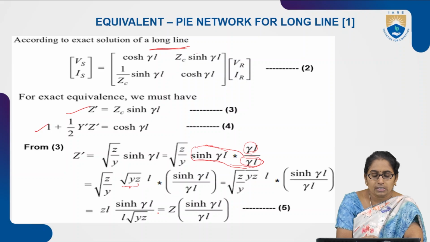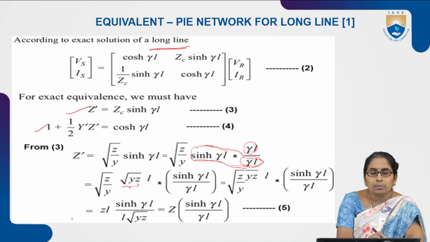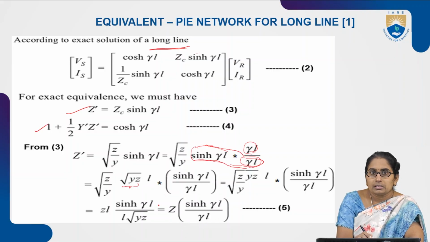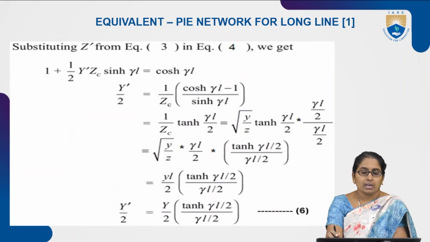So now what is Z dash? Z dash is given in terms of line parameters as capital Z into sinh gamma l by gamma l. Then consider equation 3.